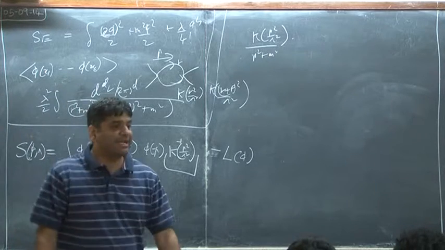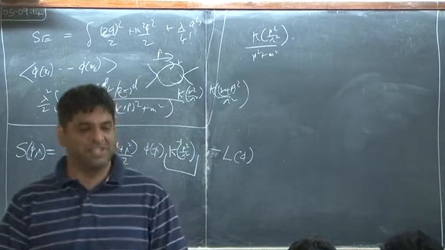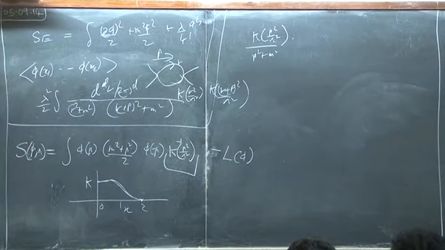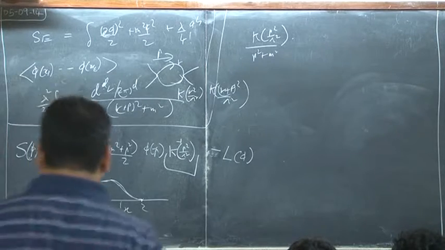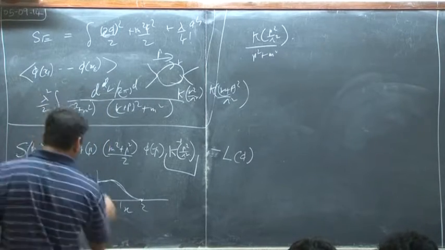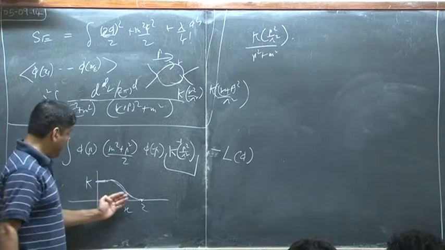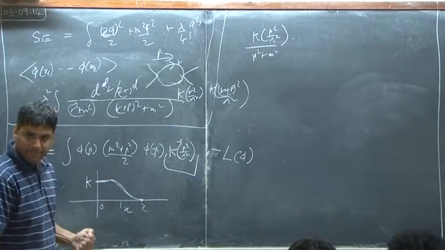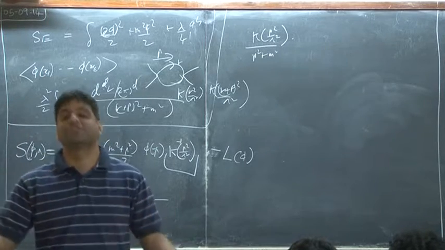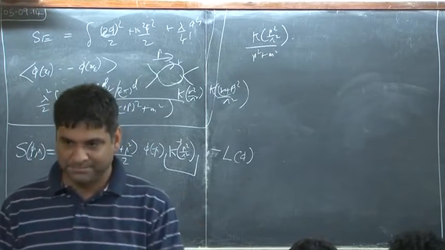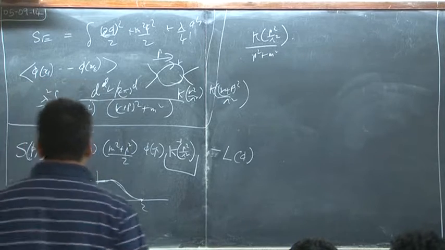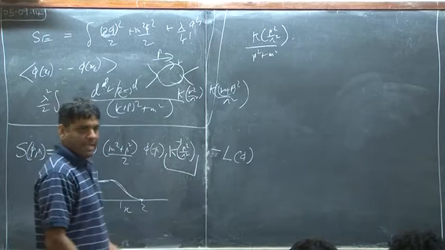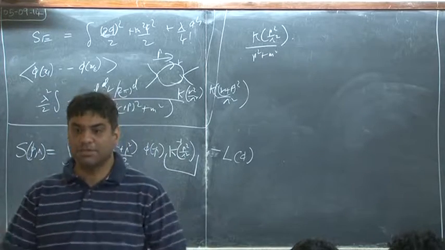So this modified action here is called a cutoff action. It defines an effectively cutoff path integral. Because k is 1 here, where energy is much, much less than the scale lambda, our cutoff action is the same as the original action. Okay? At p much, much less than lambda, this object is 1.